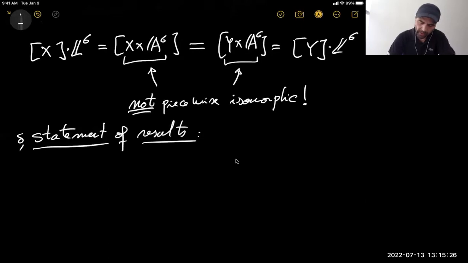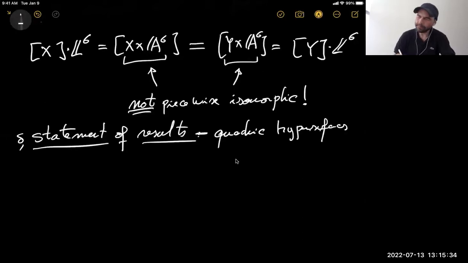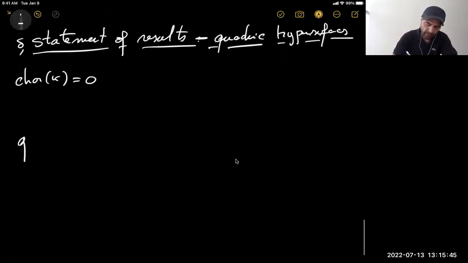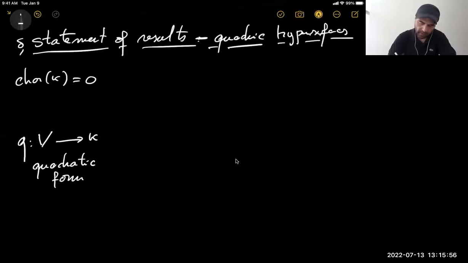And I will start by talking about quadric hypersurfaces. And so the results are as follows. So we are in characteristic 0. And suppose that I have a non-degenerate quadratic form. And then one can associate to it several things, of course, several invariants. So one can look at its dimension, which is the dimension of V.